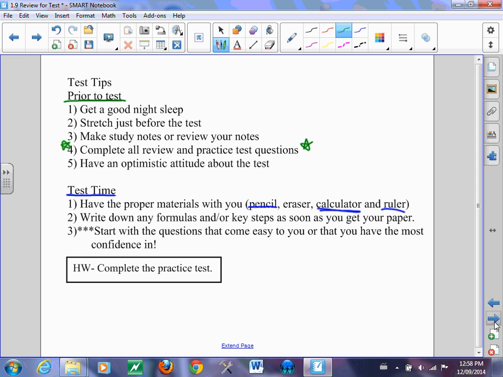Here's a hint, folks, that I use. As soon as you get the test paper, you can write down any formulas or key steps as soon as you get your paper, okay? And the biggest one, and I've stressed it 3 times. Please take a look here. Start with the questions that come easy to you or that you have the most confidence in. Start with the ones that are going to get you full marks completely, okay?